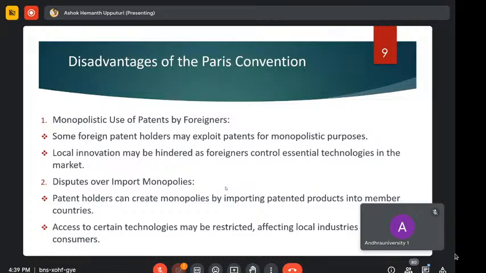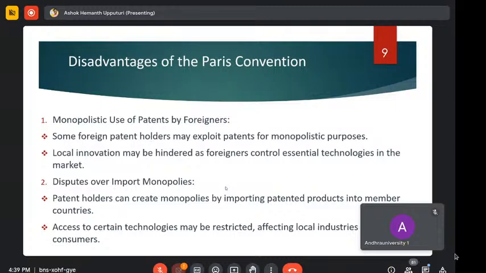Yeah, that's it. So the disadvantage of the Paris Convention is, we are running out of time, the monopolistic use of patents by foreigners. I will summarize this slide. For example, a patent is a monopoly. Actually the government is giving an exclusive right, which is a negative right. With this monopoly, you can also misuse it.